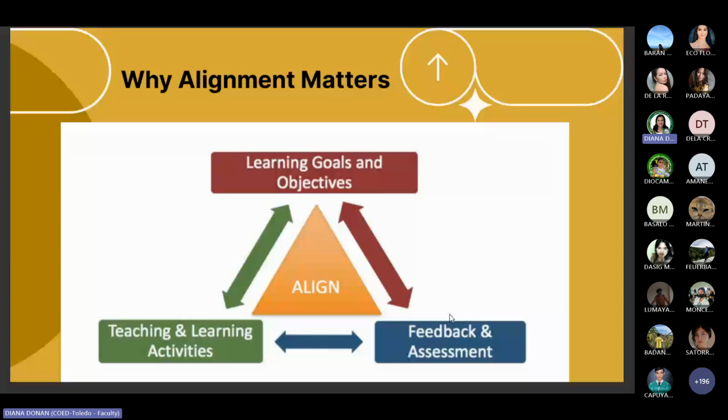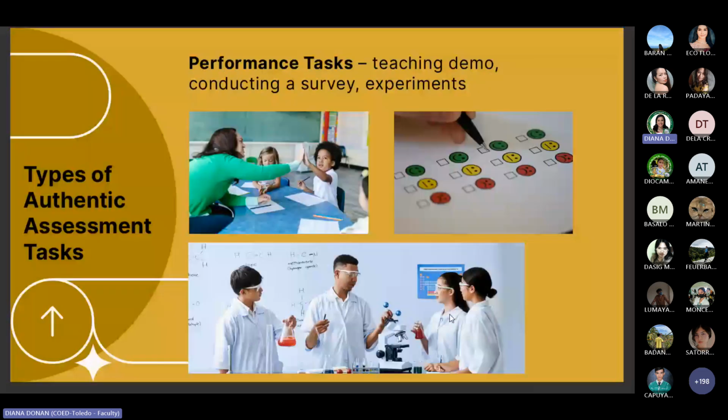Okay, so let's now move on to an important and practical part of our session. We have here the types of authentic assessment and real-life examples of each. This will help us see how we can apply this in our own teaching. We'll look at the 5 common types. For each one, I will give a brief explanation and a few examples.